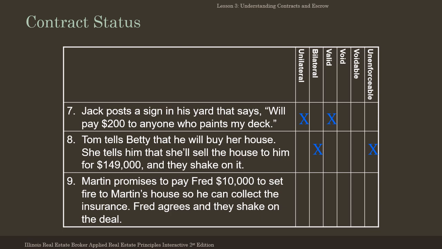Number 9. Martin promises to pay Fred $10,000 to set fire to Martin's house so he can collect the insurance. Fred agrees and they shake on it. Well, we might have a bilateral contract where they've agreed to something, but because this is for an illegal purpose, this would be a void contract. In other words, if Martin gave $10,000 to Fred, and then Fred doesn't set fire to Martin's house, but takes the $10,000 and leaves town, could Martin then sue Fred for breach of contract? No, because there is no contract, because the contract was not valid to begin with.